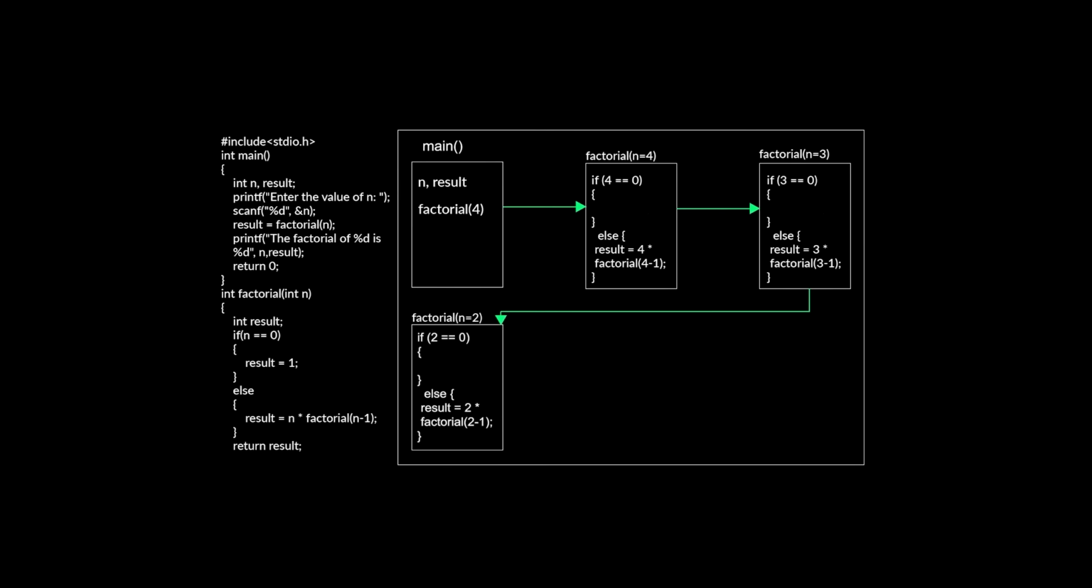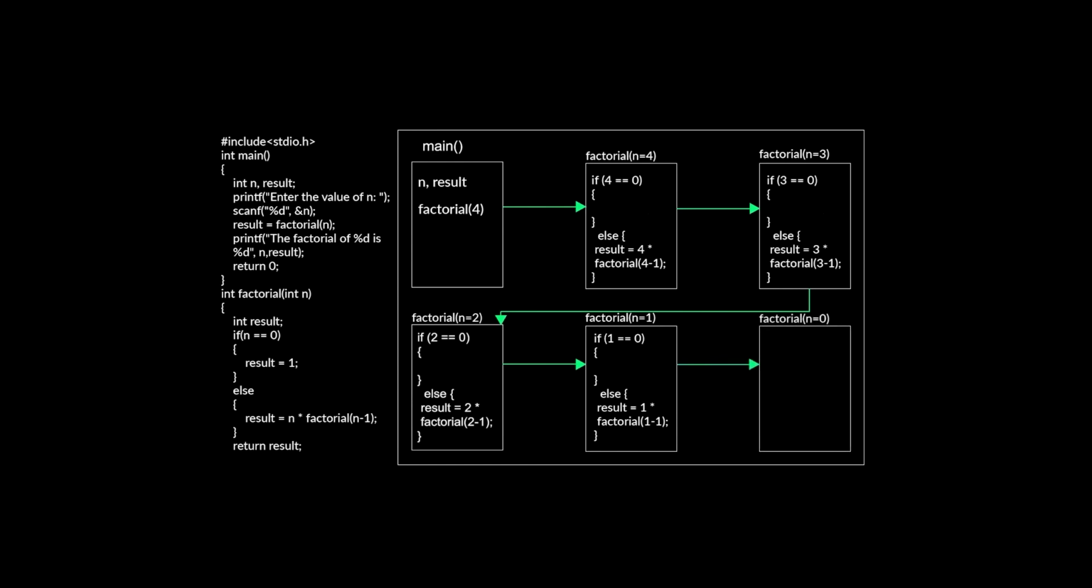Now if 2 equal 0, here also the condition is false. So the if block will not execute. Control goes to the else block. In the else block, it is 2 into factorial of 1. Again, we have to find the value of factorial 1. So one new method space will be created for factorial n equal to 1. Now, if 1 equal 0, here also the condition is false. So the if block will not execute, control goes to the else block. In the else block, it is 1 into factorial of 0. Now one last method space will be created for factorial n equal to 0.